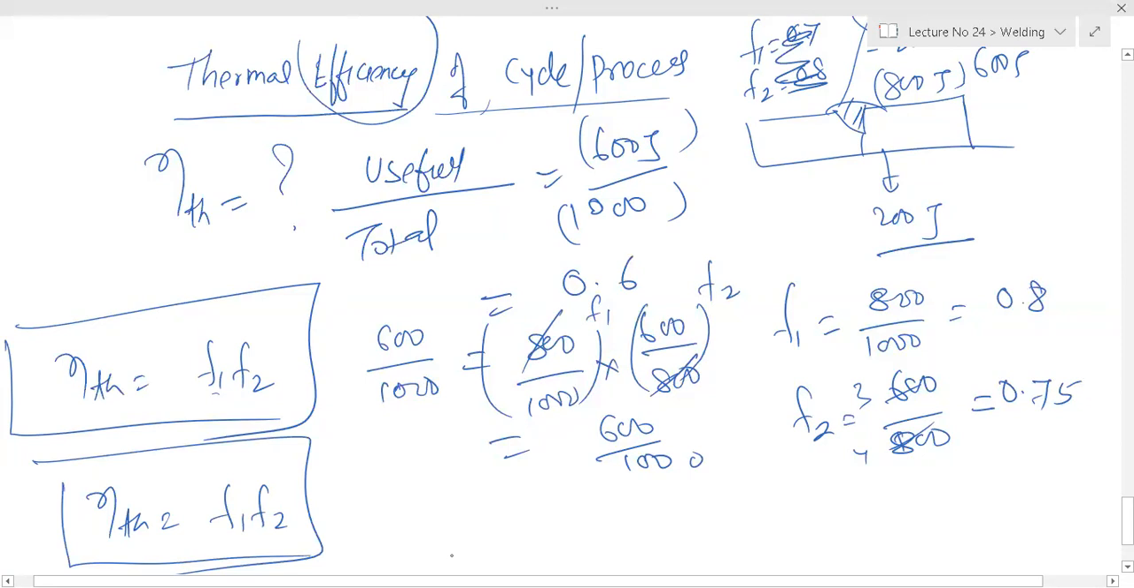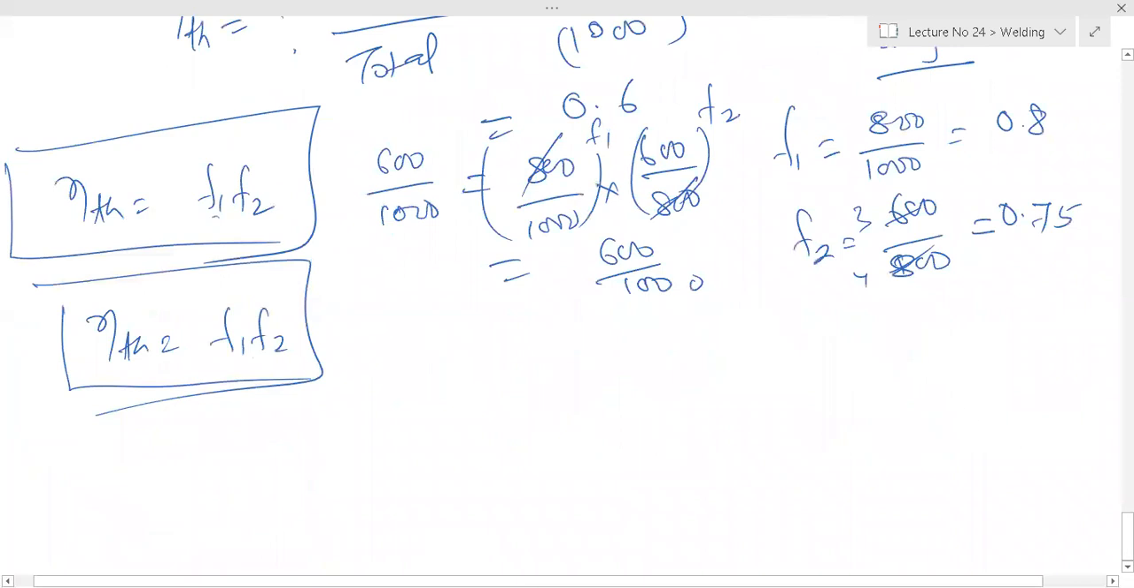Clear, everybody? I will keep on repeating if you don't say yes. Again, I am telling you, I will keep on repeating this. Okay, fine.